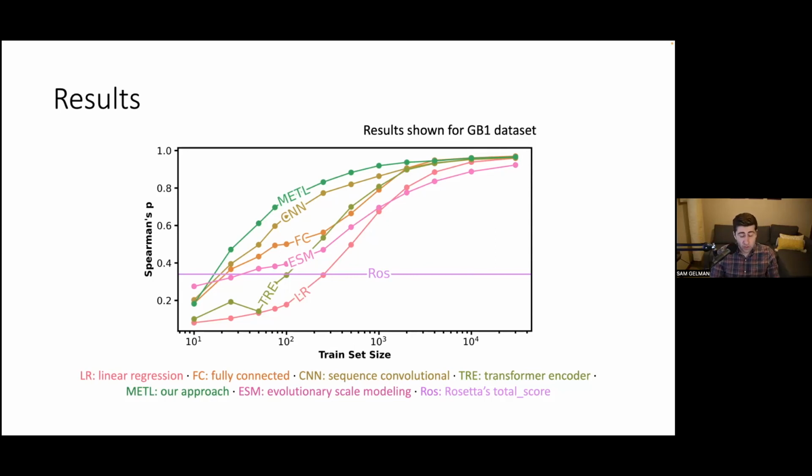And this graph shows the performance of the final models with varying training set sizes. So our approach is represented by the green line on top. That's called METL. What this graph is showing is that this transfer learning approach generalizes better with smaller training sets than any of the other approaches we tested here. So we can really see the benefits of all those hours of molecular simulations and the transfer learning.